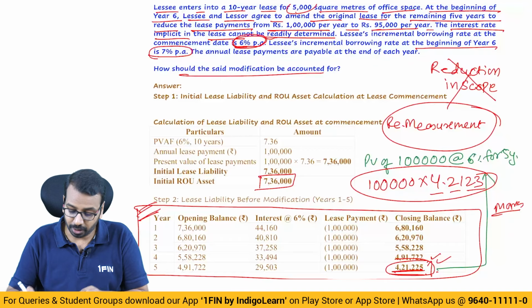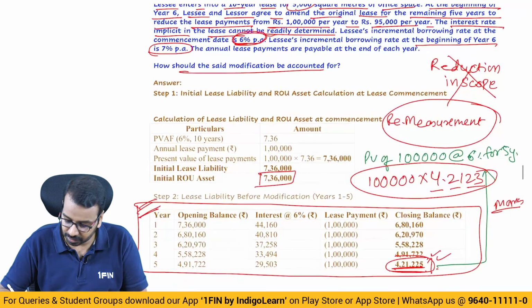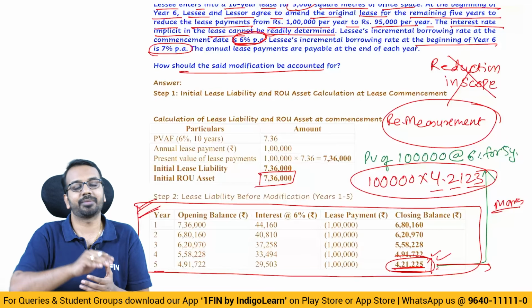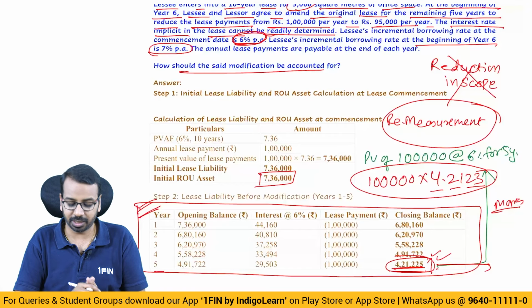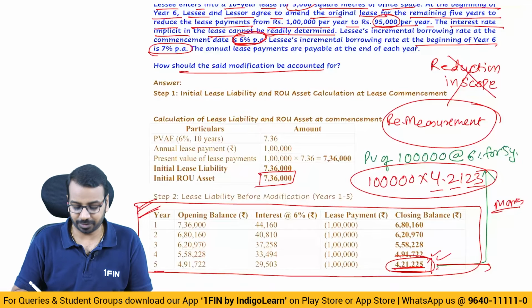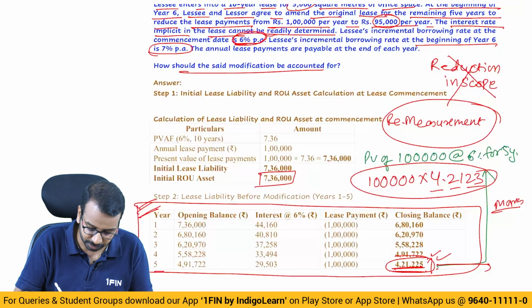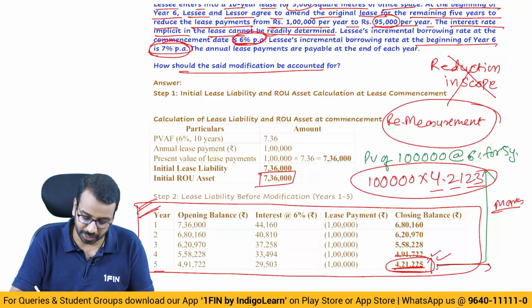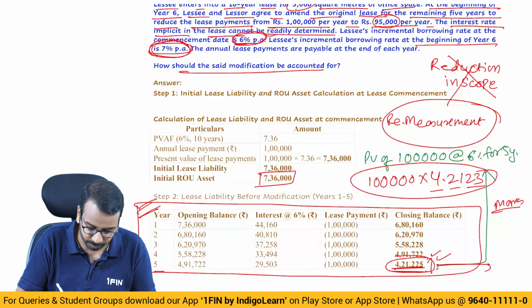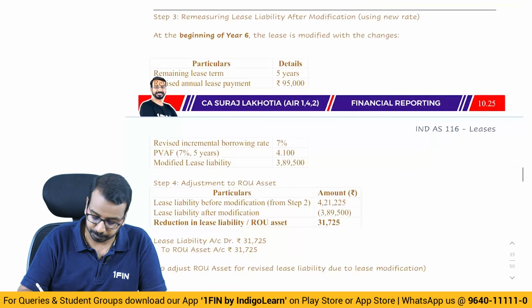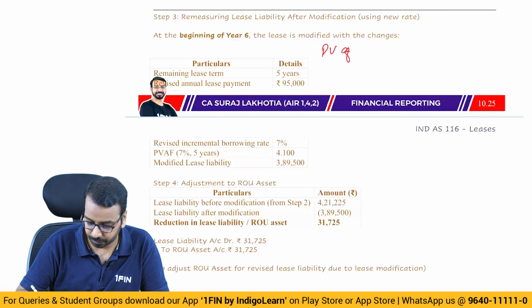Now this gives us the closing balance at the end of year 5. After this date, the rentals have been changed. From year 6 onwards, rental has been changed. Now, what is the new rent? New rent is 95,000. And 95,000, we discount using the new rate of 7%, to get to the new lease liability. So, what is the new lease liability? Present value of lease liability modified.